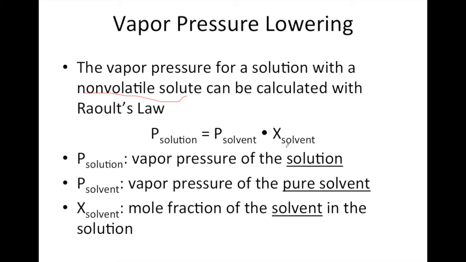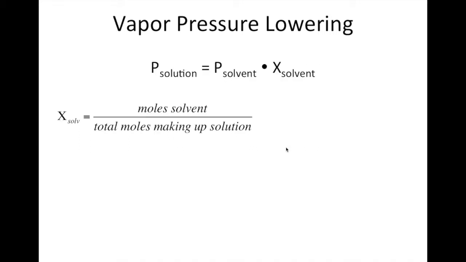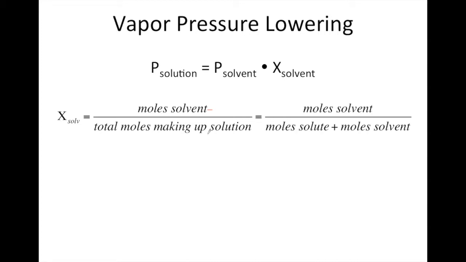So let's take a look at the mole fraction a little bit more closely. The mole fraction of the solvent is equal to the moles of solvent divided by the total moles making up the solution. We can restate this as you see here. The mole fraction of the solvent is equal to the moles of solvent divided by the moles of the solute plus the moles of the solvent. So this gives us the total moles of our solution.